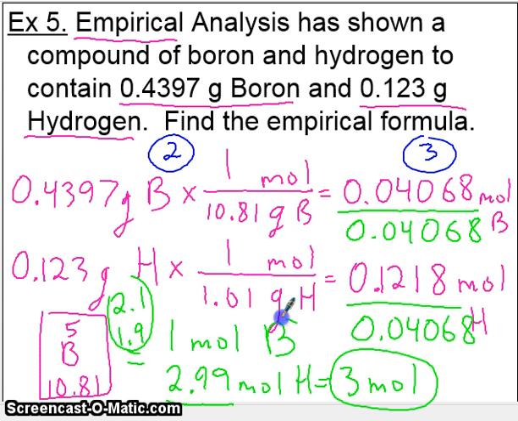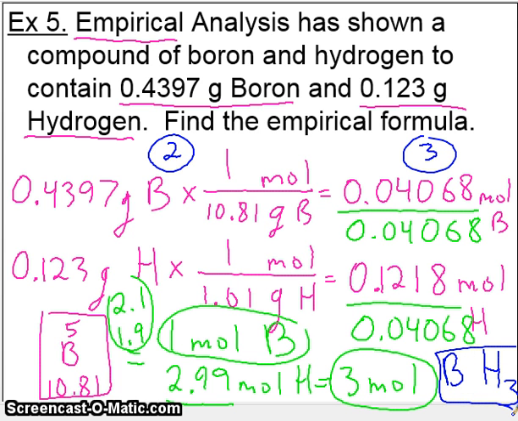We have 3 moles of hydrogen, we have 1 mole of boron. So our empirical formula is in fact BH3. This is our empirical formula. 3 moles of hydrogen for 1 mole of boron. Notice that we didn't have to use the first step because we were given grams, not percents. We didn't have to use the last step because these were already whole numbers.